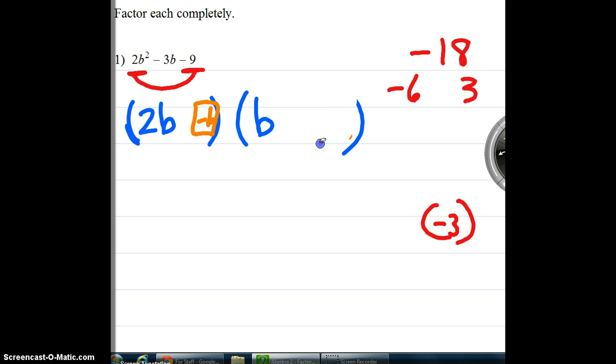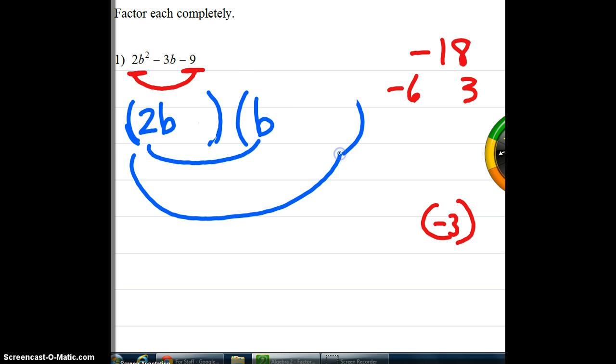But what I'm going to be able to do with these numbers is, again, kind of use FOIL. So I use FOIL, first, so I get my b squared. The outside numbers and the inside numbers have to add up to a -3. So this outside number is going to be my -6b, and my inside number is going to be a +3b. Why does that work? Because these have to add up to a -3b.